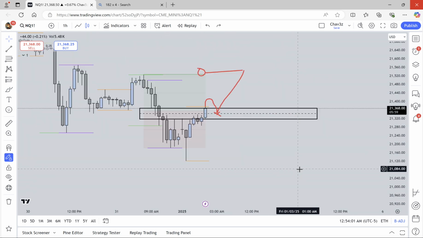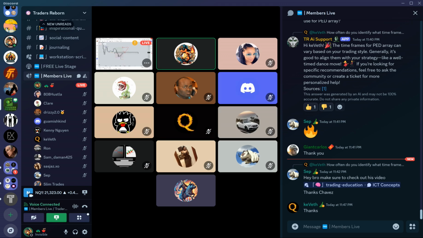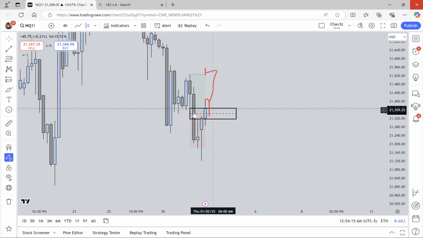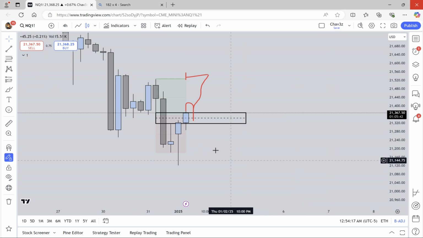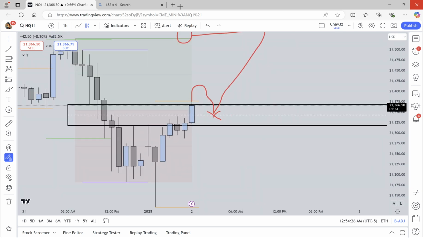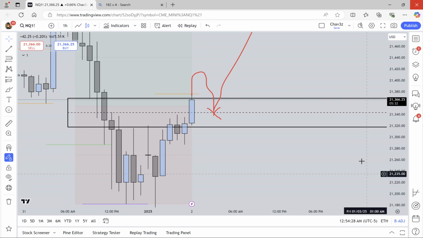So let's go back real quick. That's what I would like to see price do. I would like to see price treat this 4-hour fair value gap, right? It was a 4-hour bearish fair value gap. Treat that as an inverse to go higher. Not the 1 hour, right? Remember, the 1 hour is where we're going to flip to bearish if we fail to take price higher.